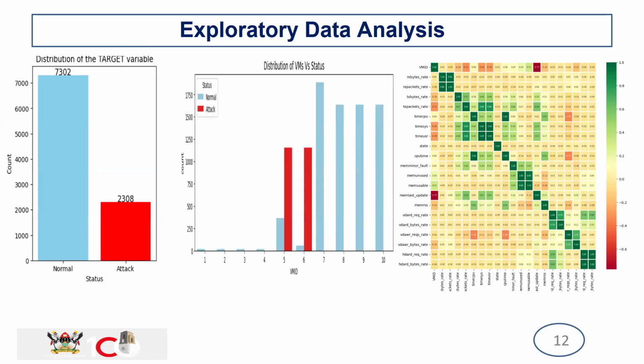EDA. So from this EDA, we see that most of the VMs are normal, not attacked. Then the rest of the VMs, around 10% of the VMs, are compromised. This heat map shows the correlation matrix.